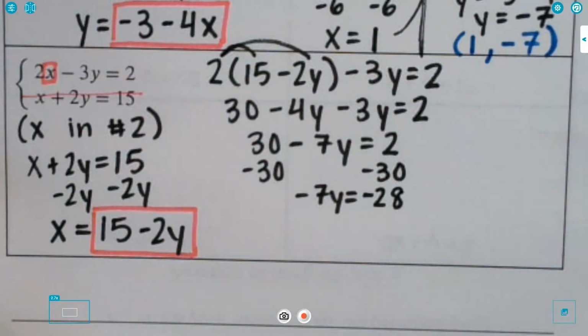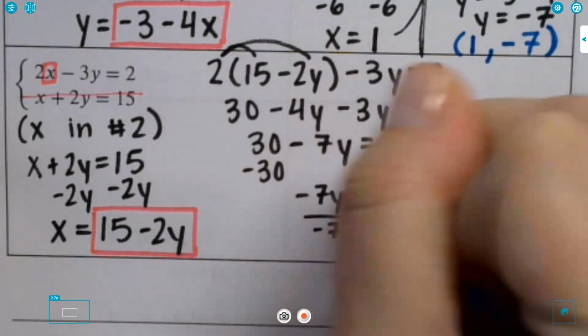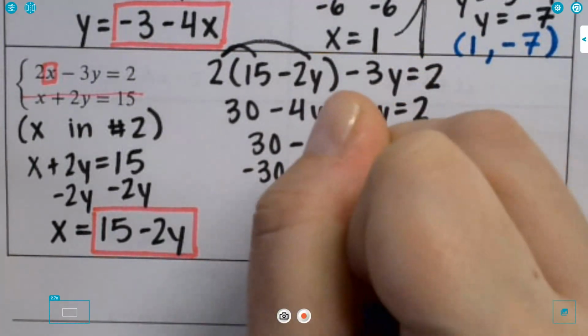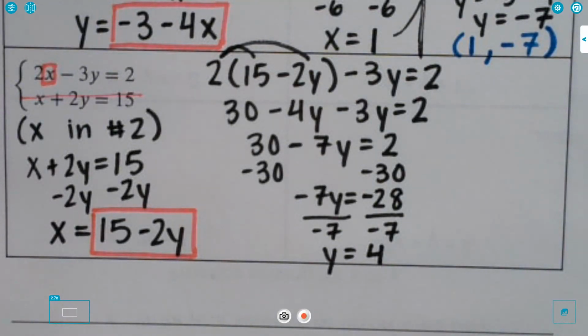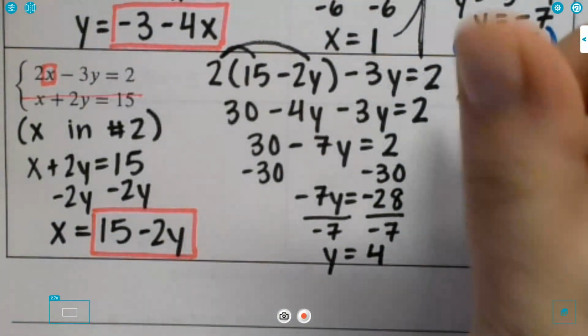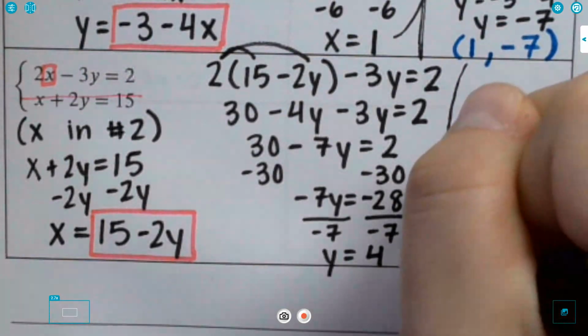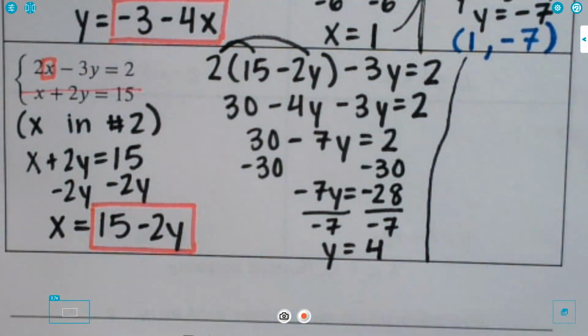I printed 140 copies of this, and I was like, this doesn't work. And then I figured out it does. Okay, and then divide both sides by negative 7. I get y equals positive 4. Hey, any questions right now?